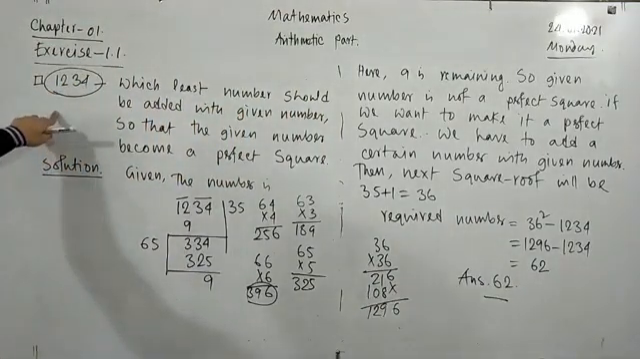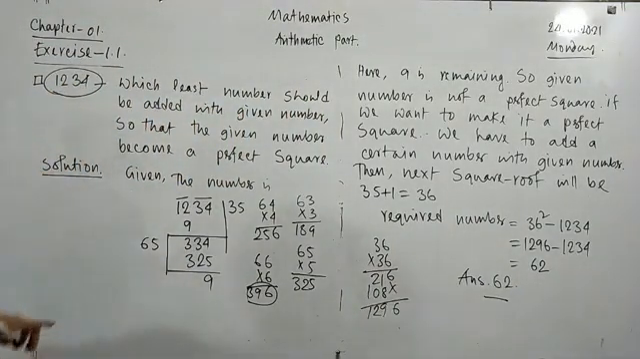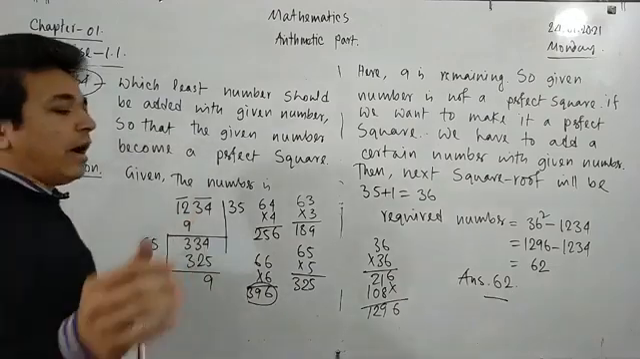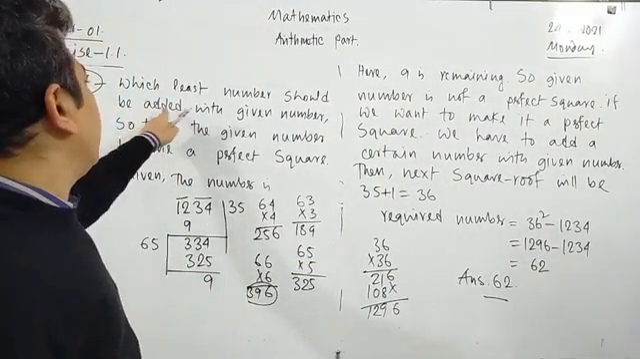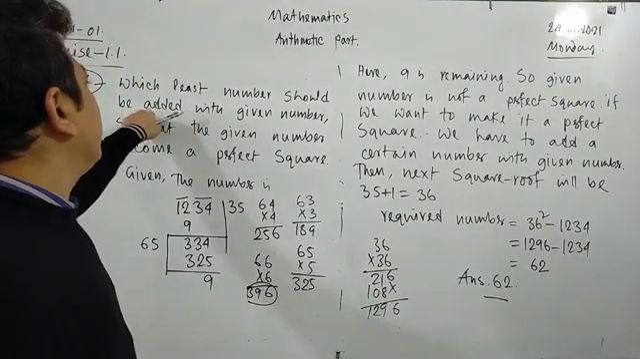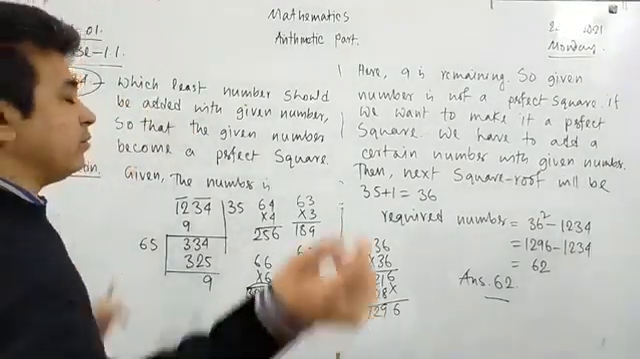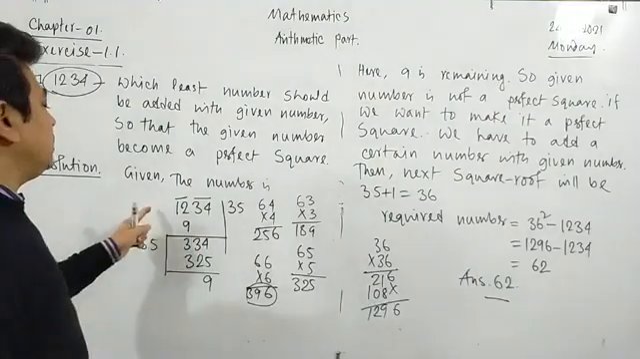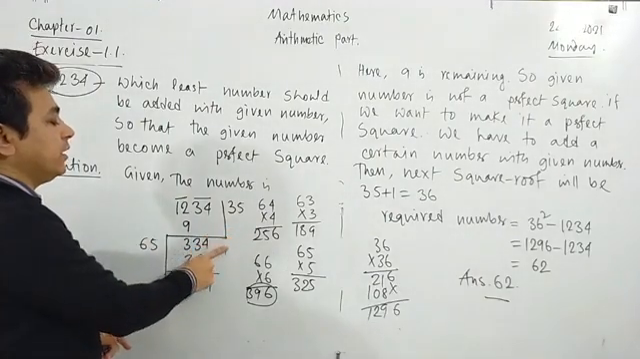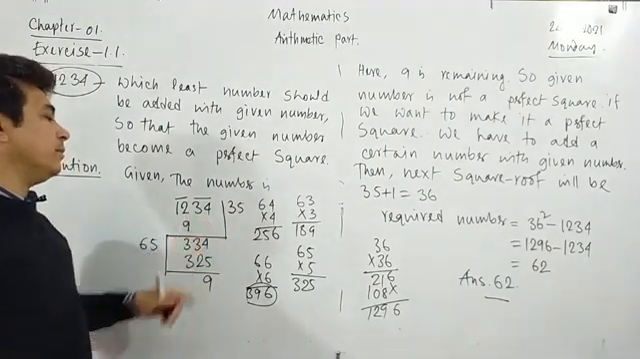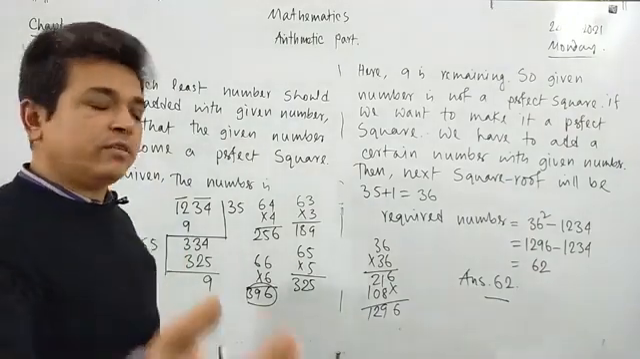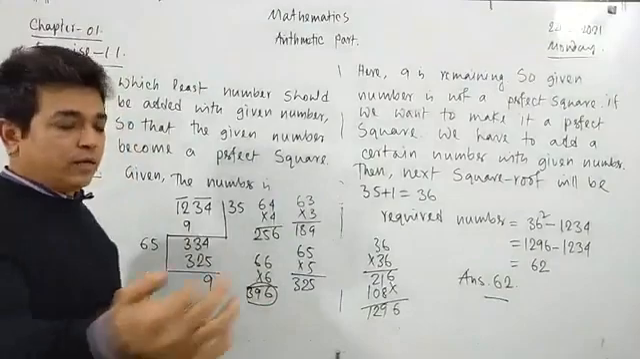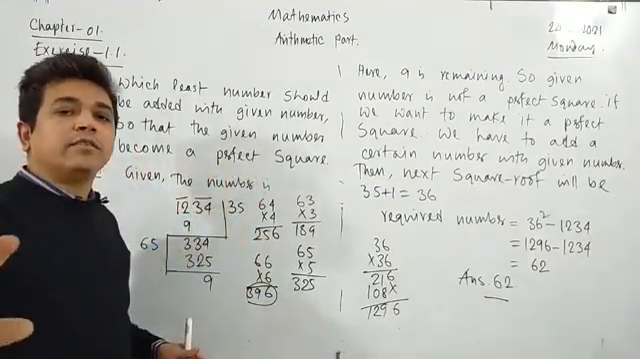Okay, one number we have been given, and we know that this number is not a perfect square number. I already told you, when we are going to add a number to the given number, we have to use the division method. So what are the rules of the division method? The student who told me you don't understand, I am just telling it for you. You have to concentrate, and I think you can understand very easily.